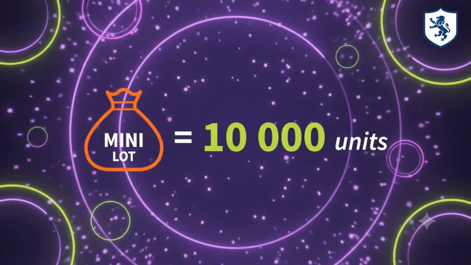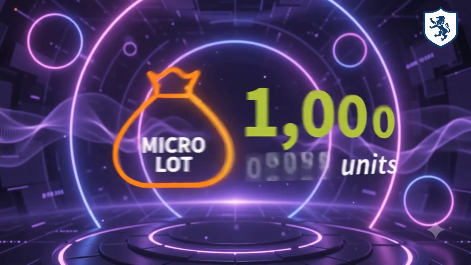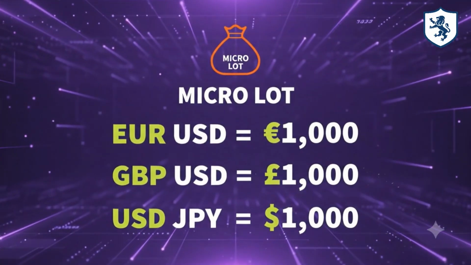One mini lot is equal to 10,000 units of the base currency. Here are some examples. One micro lot is equal to 1,000 units of the base currency. Here are a few examples. Now you know what a Forex lot is.